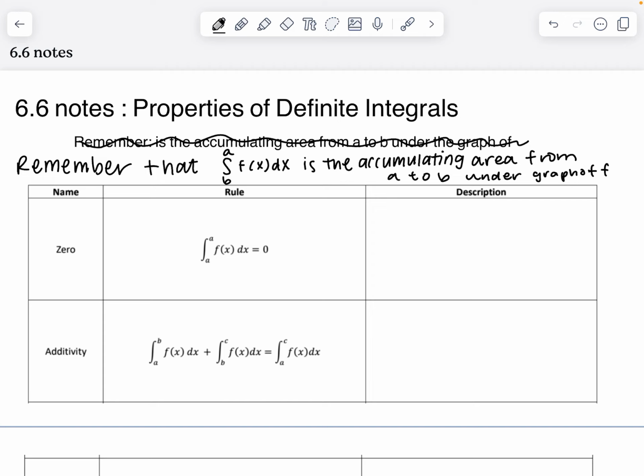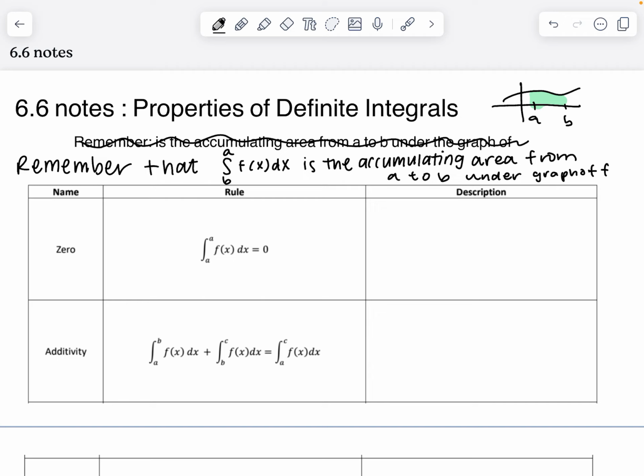The biggest thing that you could remember in this whole unit is what the integral stands for. In this case, the definite integral from a to b of f of x dx is the accumulating area from a to b under the graph of f. So just like a little sketch over here on the side, if this is f of x, and this is a, and this is b, then what the integral stands for is the area here. That's very basic. That's what we've been talking about for a couple of weeks now.